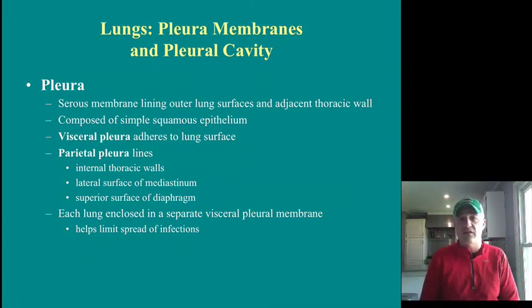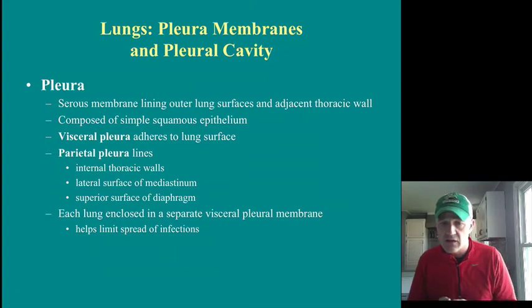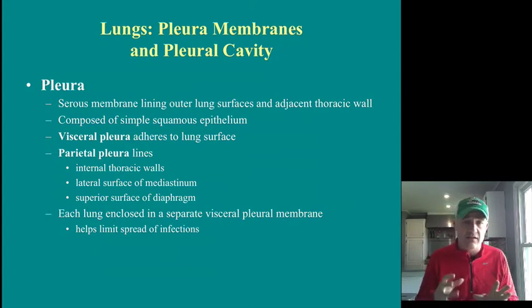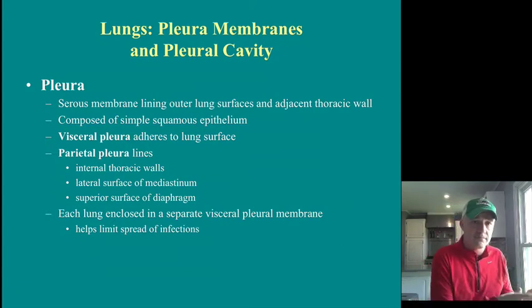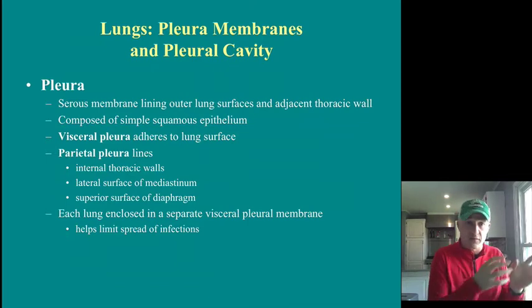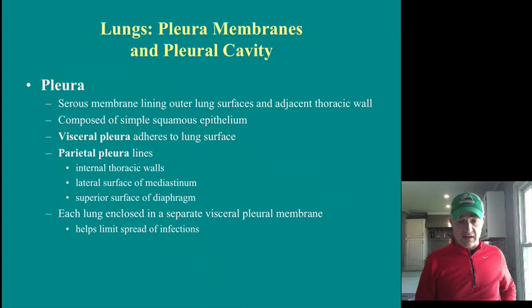Again, the cavity that the lungs are in is the pleural cavity, and if you remember, that is a serous membrane. So we have the visceral pleura that's lining the lungs, and the parietal pleura that's lining the cavity, again made up by the different surfaces of the diaphragm, mediastinum, and the costal cartilage there. Each one is in its own little baggie, which is going to help prevent anything in one lung from infecting the other lung. So the fact that something's in one side doesn't mean it goes everywhere.